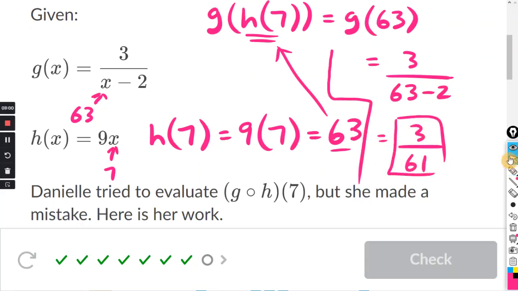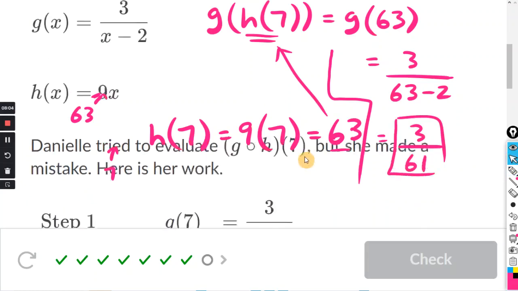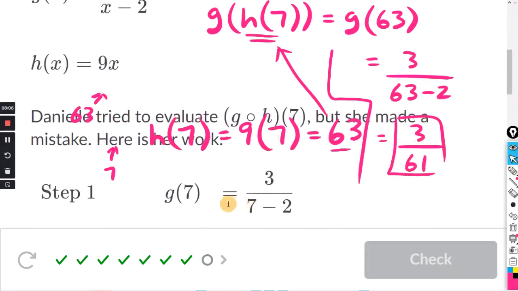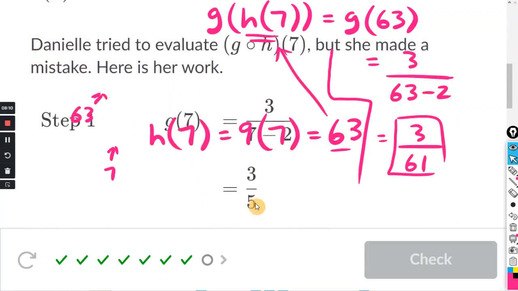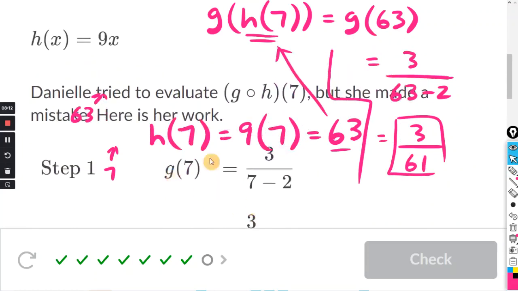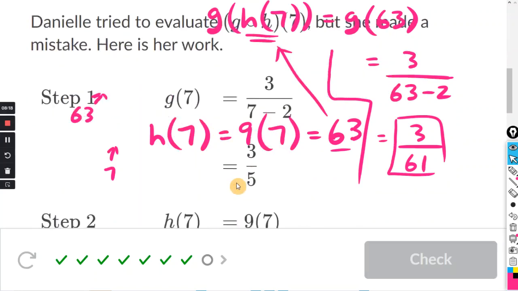Let's see where she made the mistake. H of 7 is 63, and for some reason she did g of 7, so right there, that's the mistake. Step 1 was to find h of 7, and she did g of 7. So step 1 is her mistake.